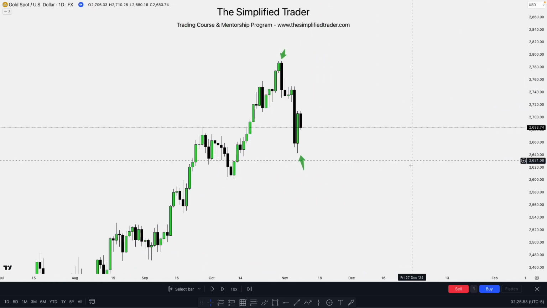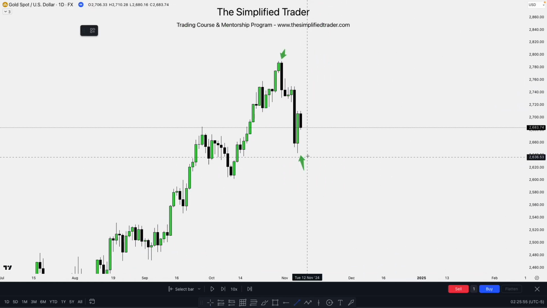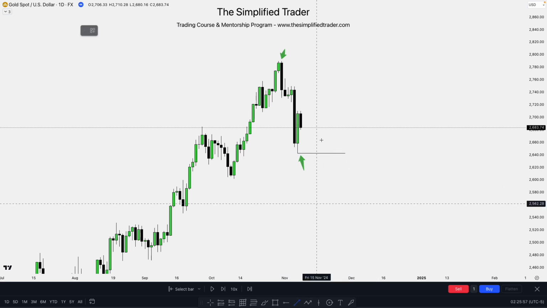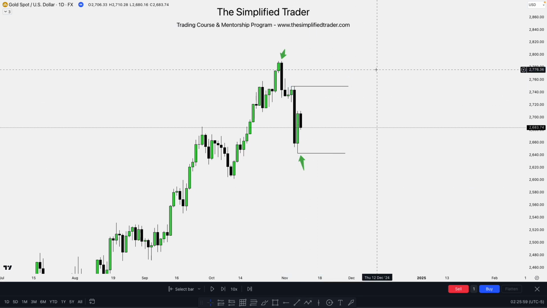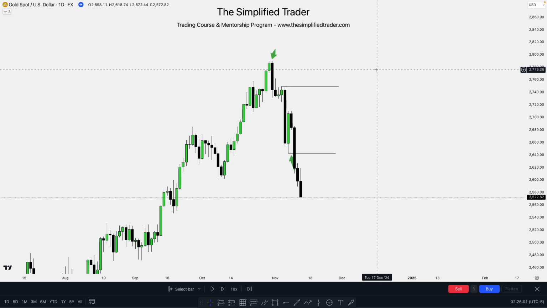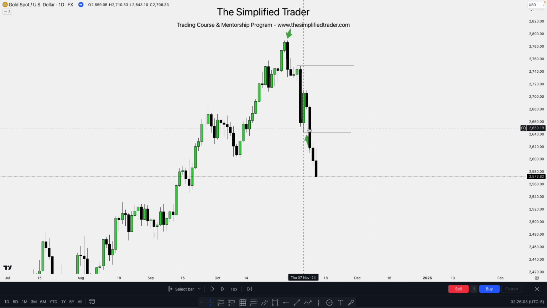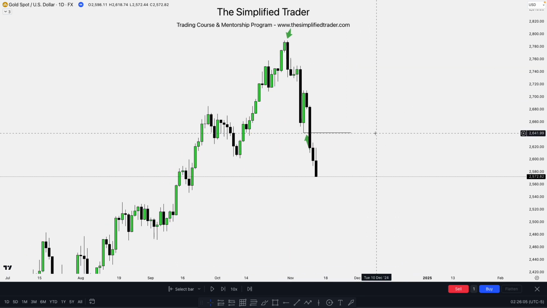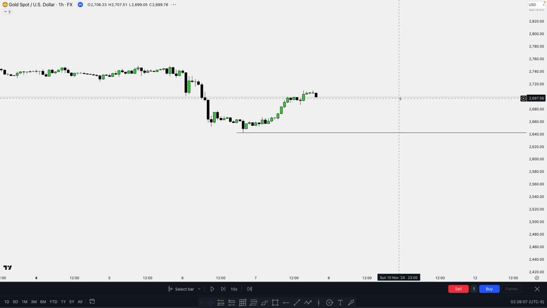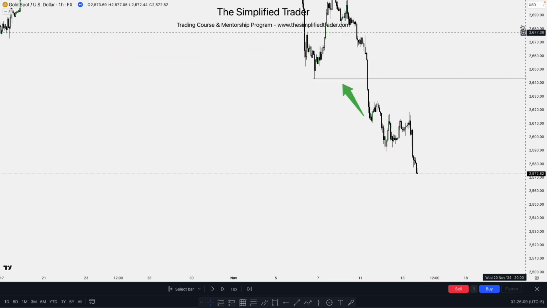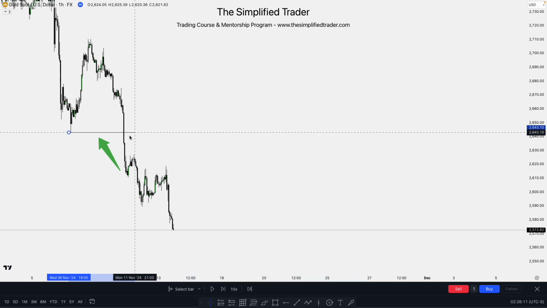Guys, this is also how you backtest a strategy. So we mark out the low, we mark out the high, and we wait for price action to take out one of them. We take out the low, so we drop to the 1 hour time frame again. Here we can see we've taken out the low.